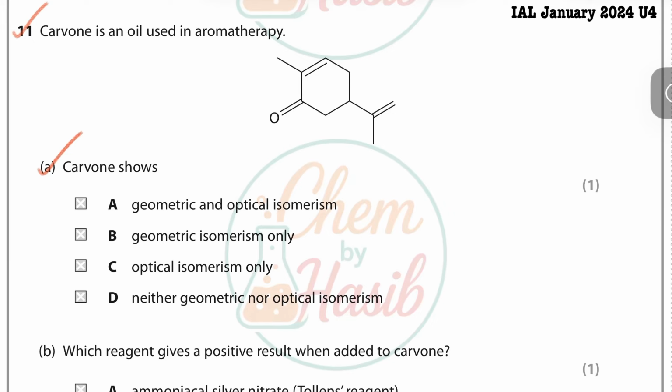This question asks about whether this compound has optical isomerism and geometric isomerism. Now, this compound does not have any geometric isomerism in it because for geometric isomerism, there are two criteria that need to be met. One of the criteria is restricted rotation. One example of restricted rotation is the carbon-carbon double bond. Now we have a carbon-carbon double bond here and a carbon-carbon double bond here.